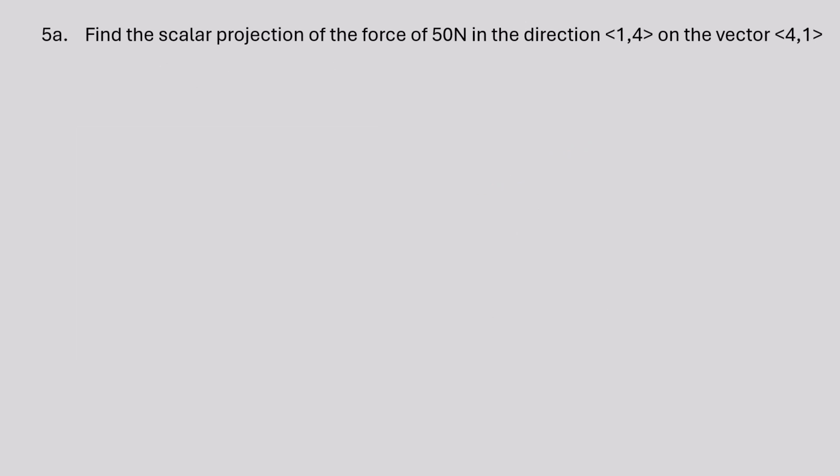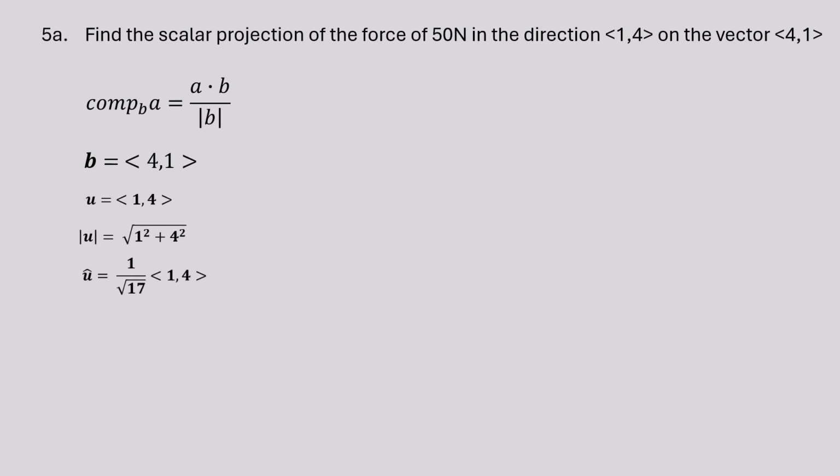In this question, we want to find the scalar projection of a force onto the vector 4, 1. First, recall the scalar projection formula. Here, vector A would be the force vector, and vector B would be the onto vector, which is 4, 1. Vector A will have a magnitude of 50 in the direction 1, 4. To get that vector, first we have to get the unit vector, then multiply it by 50.